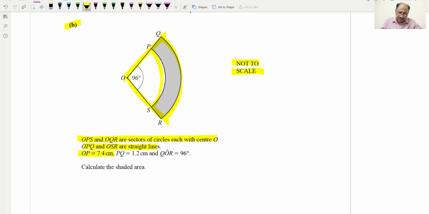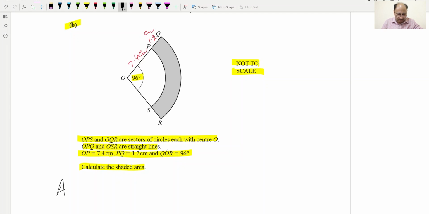OP is 7.4 centimeters, PQ is 1.2 centimeters, and angle QOR is 96 degrees. This is the information already written. Calculate the shaded area. If we calculate the area of the bigger sector minus the area of the smaller sector, this will give us the shaded area.